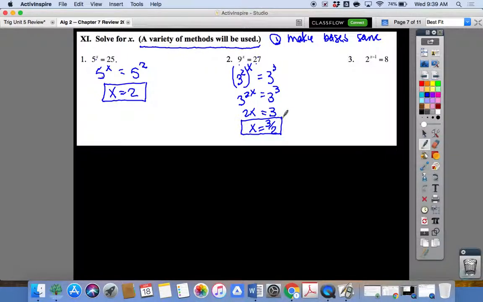I'm done. Over here, yes, I can write 8 as 2 to some power. 8 is 2 to the 3rd. So now my bases are the same. Drop them. X minus 1 equals 3. Move that 1 over. We got x equals 4. So we're done with those. Moving right along.